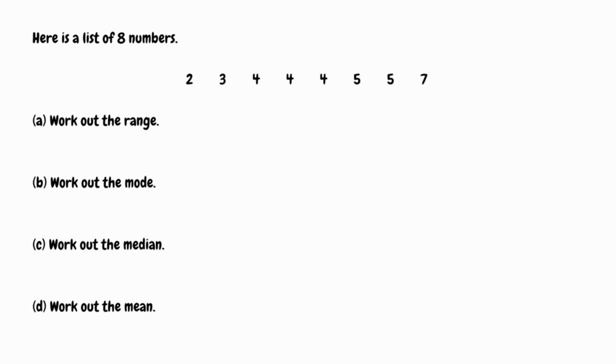So for part A to the question, we need to work out the range of this set of numbers. To figure out the range, we're simply going to take the largest number and take away the smallest number. Looking at our list of numbers, our largest number is 7 and our smallest number is 2. So we're simply going to do 7 take away 2 and that'll give us 5. So our range for this list of numbers is just 5.